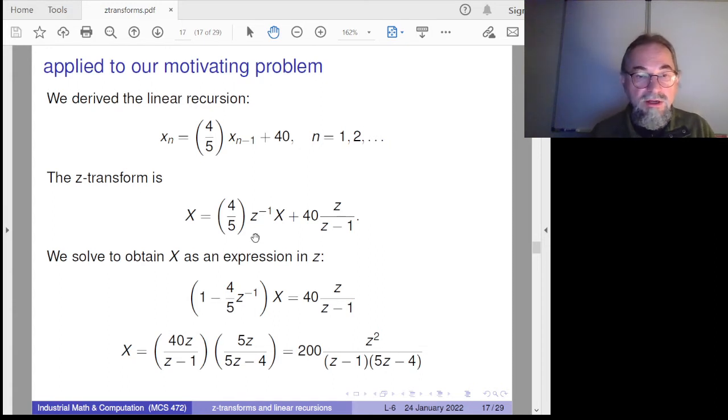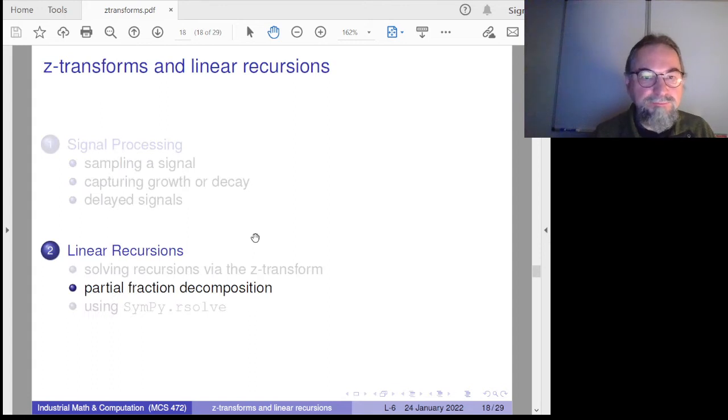Okay, so let's not run ahead. So you see here that I have an expression for the z-transform. And the 4/5 is also one of the roots of the denominator. But it's kind of awkward. There's also the z minus 1 sitting there. So how can we solve this?